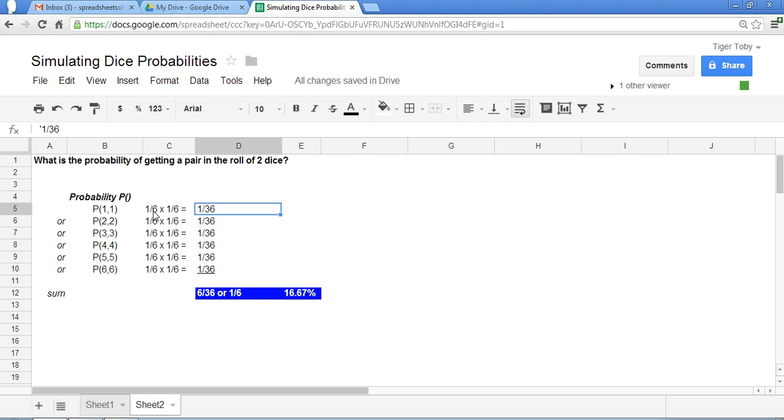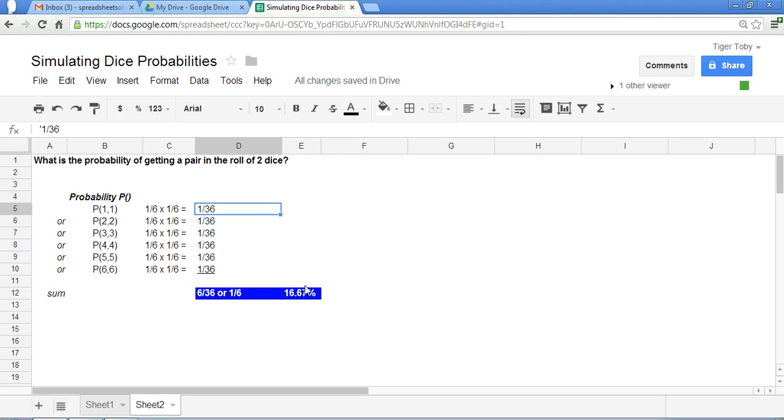Of course, as we know, there are 6 numbers to a given dice, and so we want to then account for all 6. What is the probability of getting a pair of 2s? Again, it's 1 over 36. So on and so forth. The probability of getting a pair of 6s is also 1 over 36. So if we want to answer the question of what is the probability of getting any pair in the roll of two dice, we would add those up, 1 over 36 plus 1 over 36, 6 times, to get 6 over 36, or 1 over 6, which translates in percentage form to 16.67%.